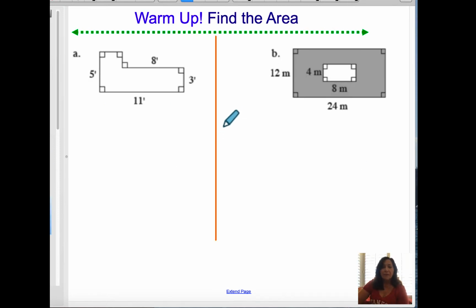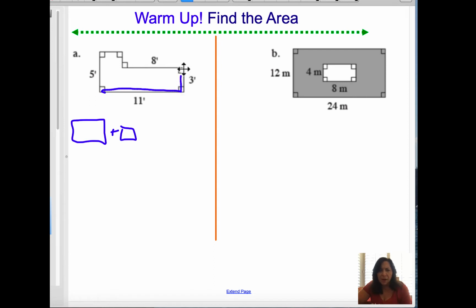That's it. For this one right here, I'm asking you to find the area of this shape. And I do know it depends on how you want to break this up. I'm just going to break this up like this, with this little box right here. So I'm going to take the area of the big rectangle plus the little box. That's my objective.